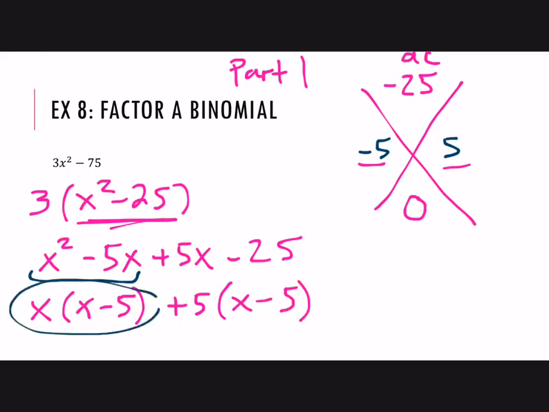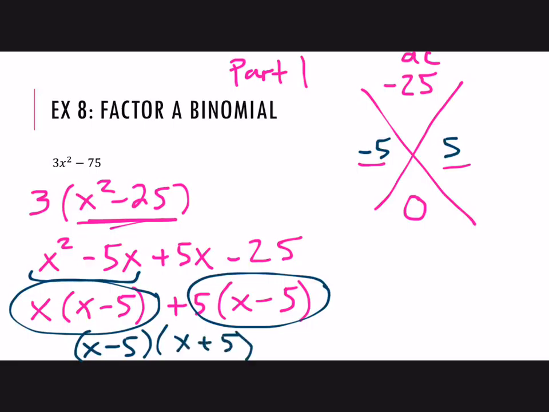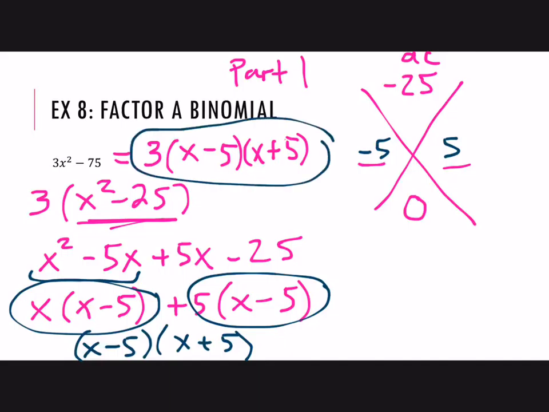Then in these two terms, both of them have a factor of x minus 5, so I can use the distributive property and pull that out, and then see what's left. And what's left is an x plus 5. Sure enough, that's what we had using the shortcut. So for the final answer, the only thing you need to make sure you do is also copy down the 3. So this was 3 times the factored version of x squared minus 25. So 3 times x minus 5 times x plus 5. Okay, final answer.